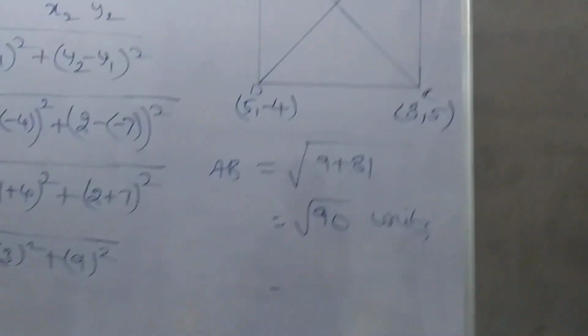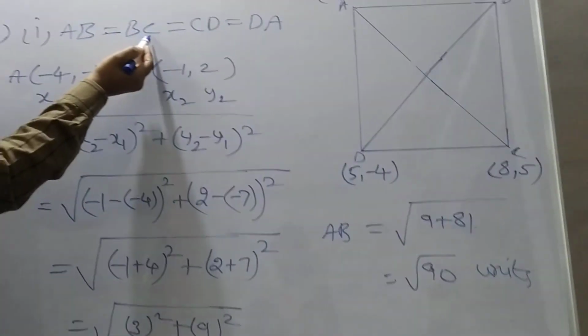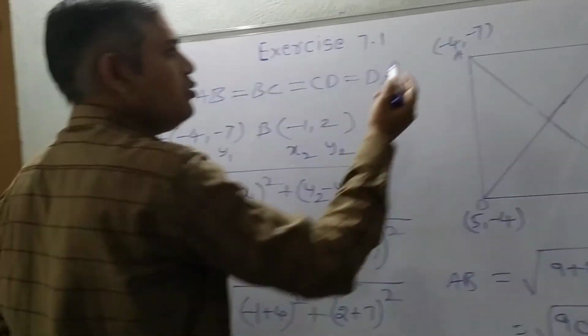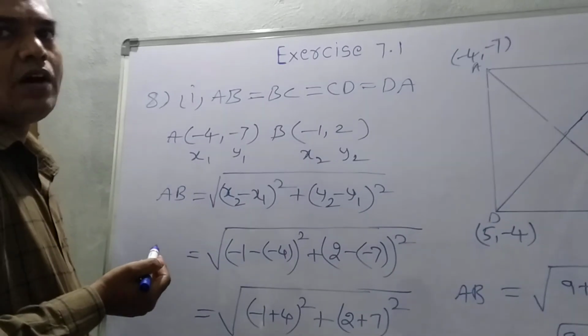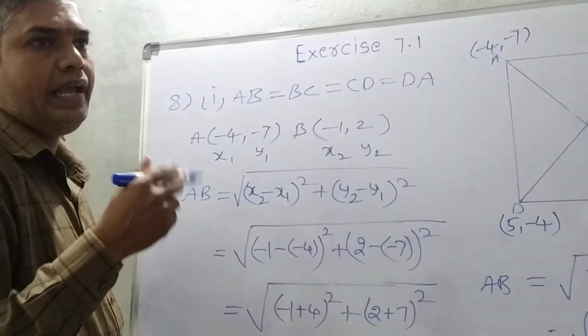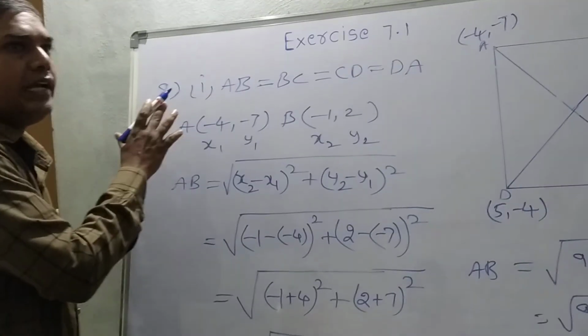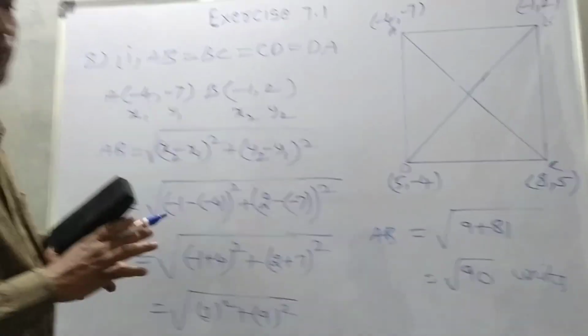Okay, this is the distance between AB, and you have to find the distance between BC and CD and DA. Then you have to prove AC is not equal to BD and use the rhombus formula 1 by 2 AC into BD and find the area of the rhombus. This is the way to solve this problem. The 8th problem is completed. The remaining problem you have to solve at your home. Okay.